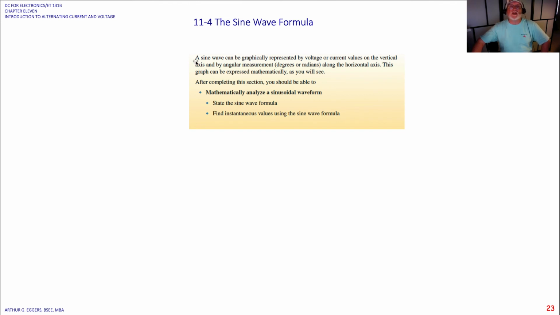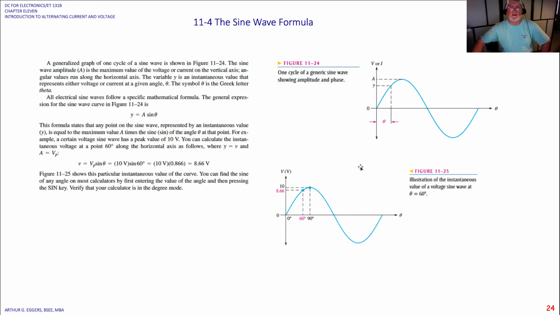Sine wave formulation. A sine wave can be graphically represented by a voltage or a current on the vertical axis and by angular measurement, whether it's degrees or radians, along the horizontal axis. This graph can be expressed mathematically, as you will see. So in this case, we have a sine wave formula. It is characteristically modeled as y equals the amplitude times the sine of theta. That's why we call it a sine wave.